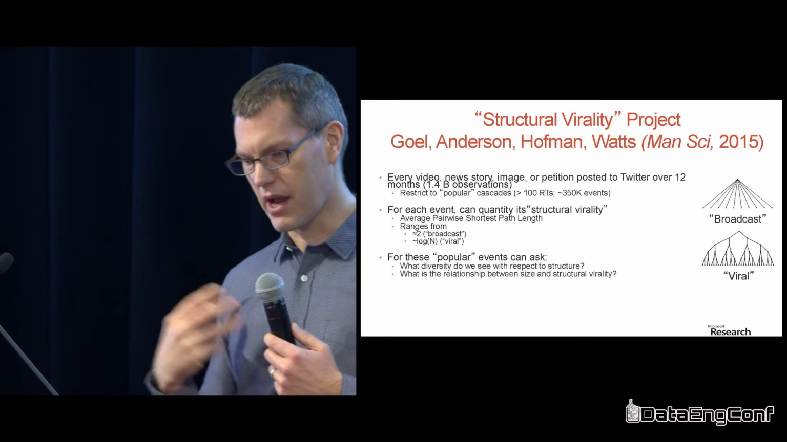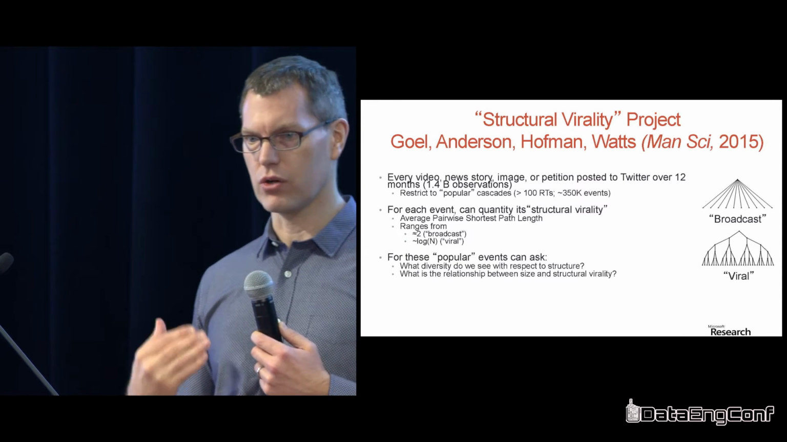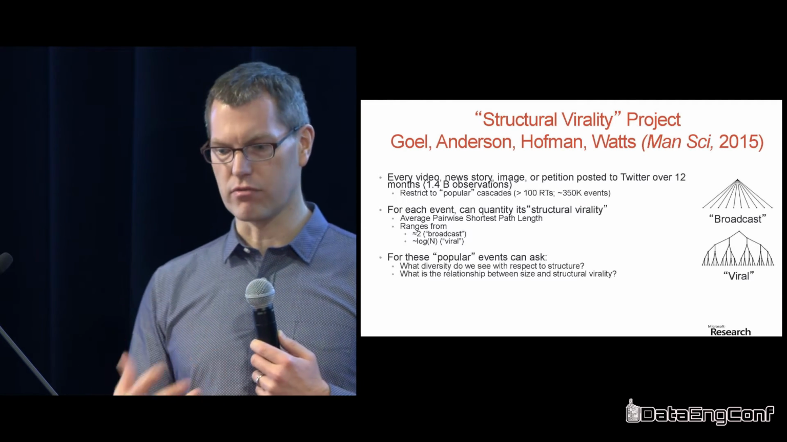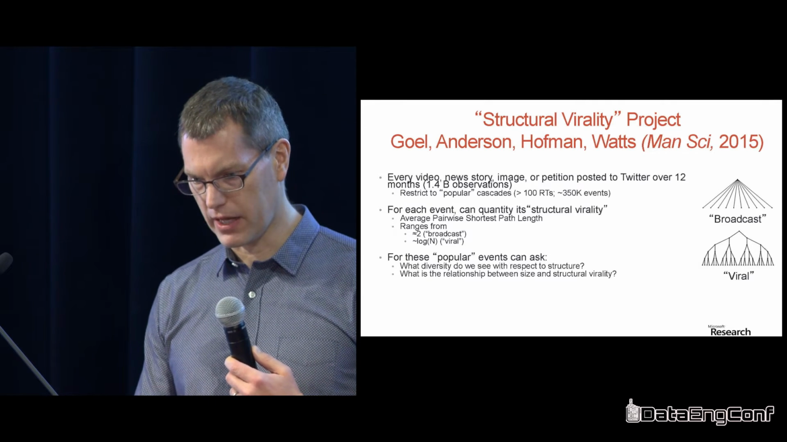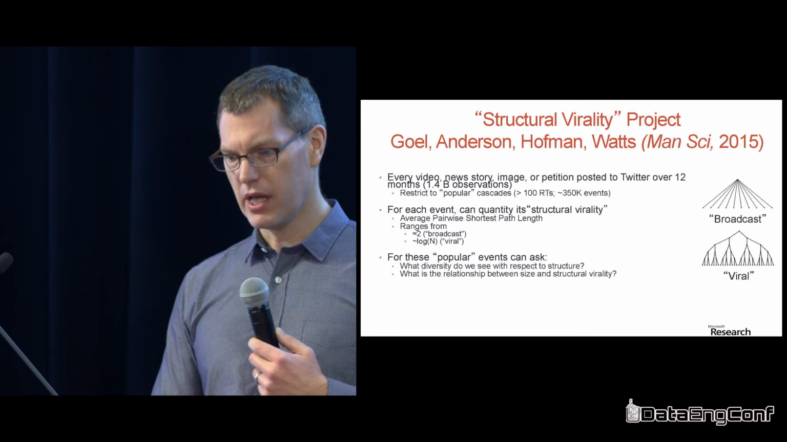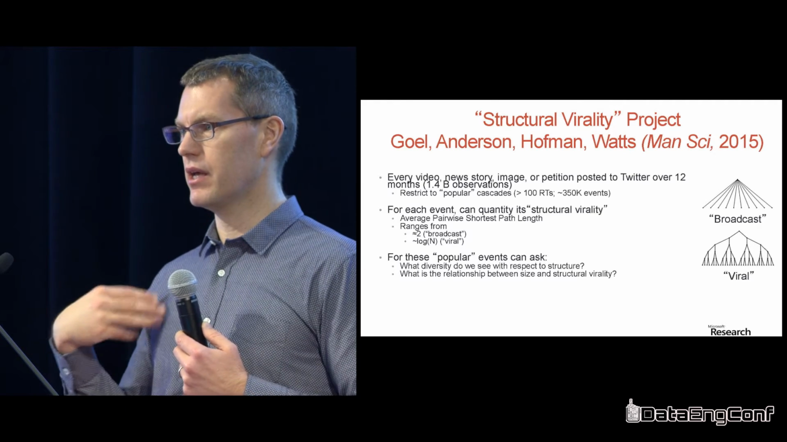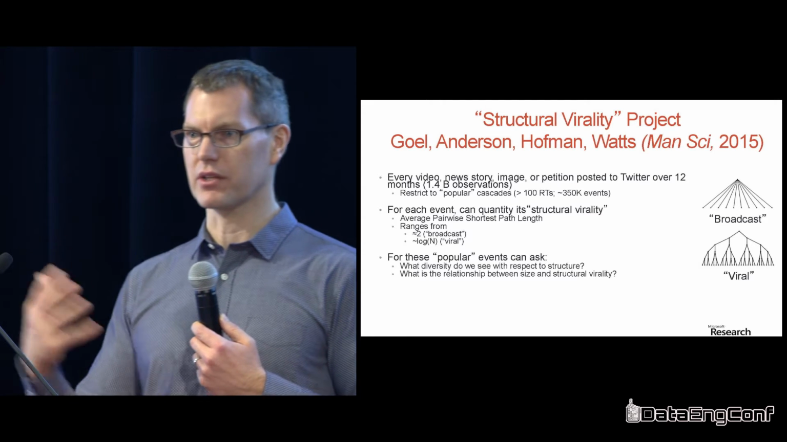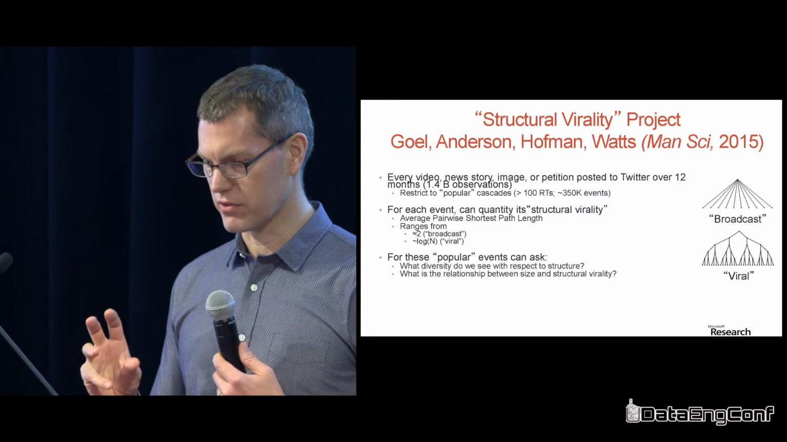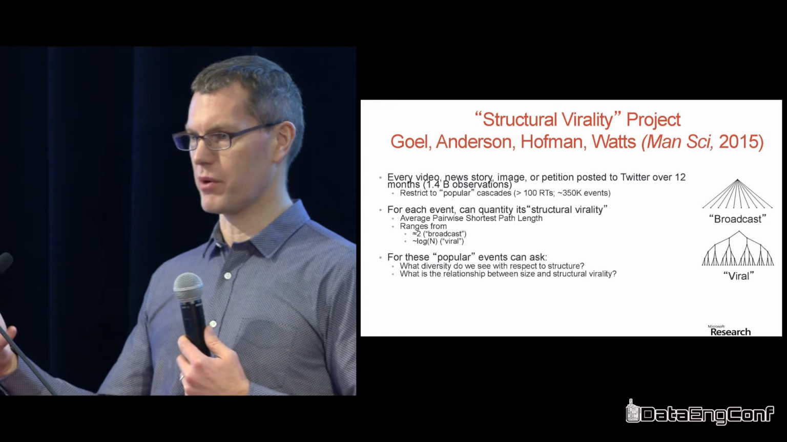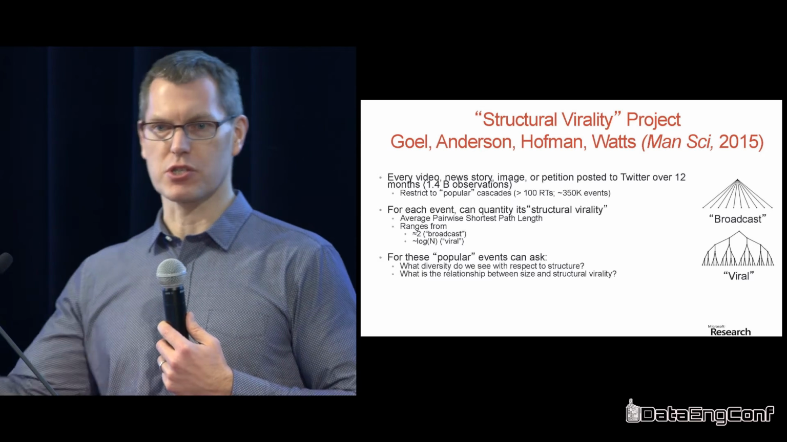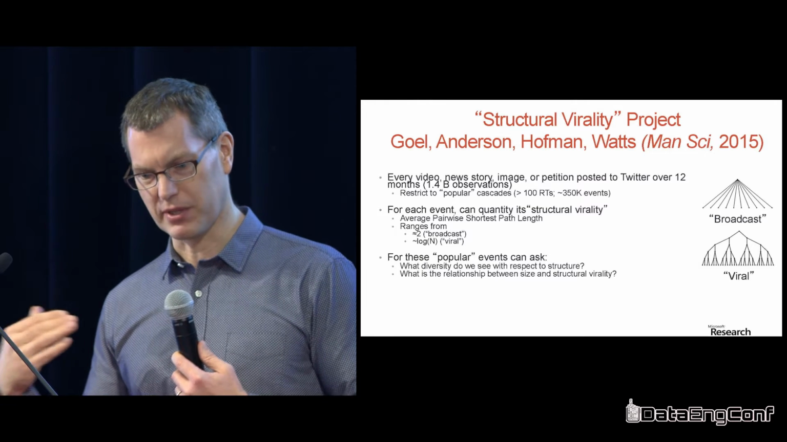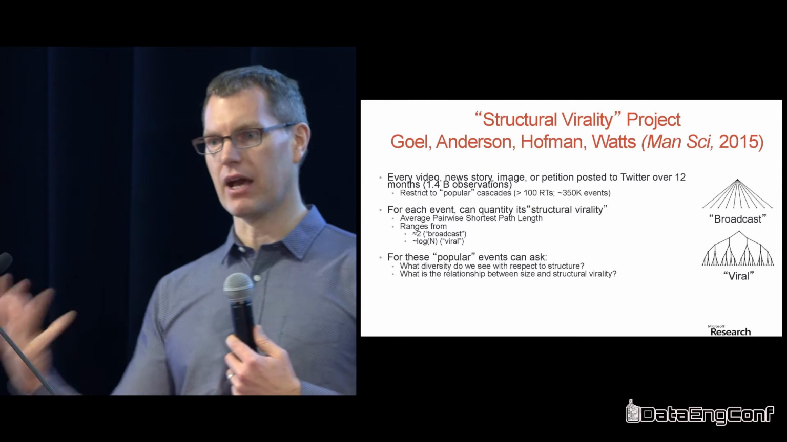More or less everything that contained a link to a video or a news story or an image or a petition that was posted to Twitter for a 12-month period. So if anything is going to go viral, we're going to see it. And then the second thing we did is we threw out everything that you could argue wasn't intended to be popular. One of the tricky parts of doing this kind of study is that clearly a lot of stuff that people post to Twitter is never supposed to spread. They're just posting it because they're interested in it or because they want to show it to a family member or something.